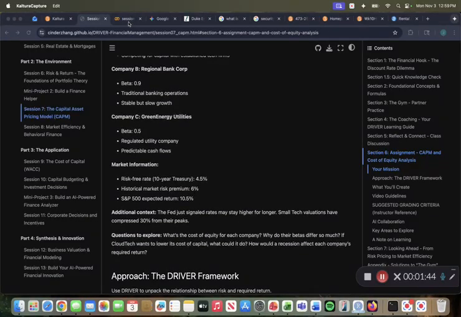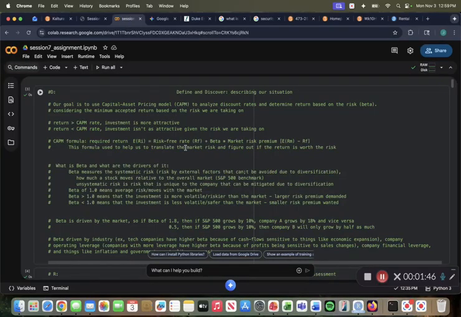So to start into the DRIVER framework for this assignment, entering into the define and discover stage. Our goal that we've determined is to use the capital asset pricing model, or CAPM, to analyze discount rates to determine return based on the risk, or beta in this case. We also want to consider minimum accepted return based on the risk we are taking on. So some important concepts to go over before we really dig into the details. So, getting into our discover stage.